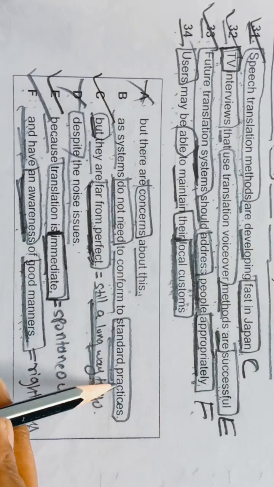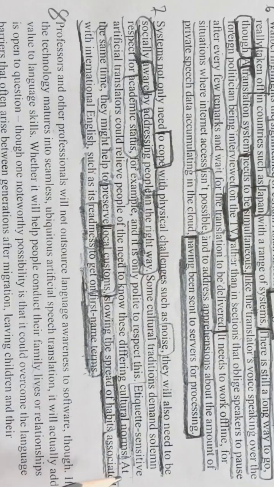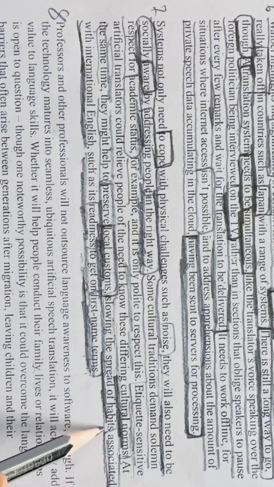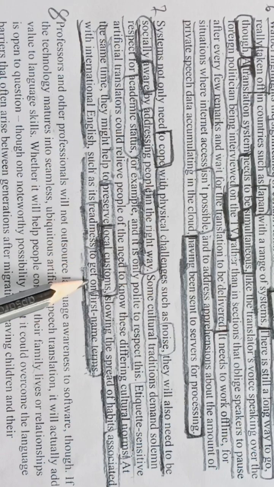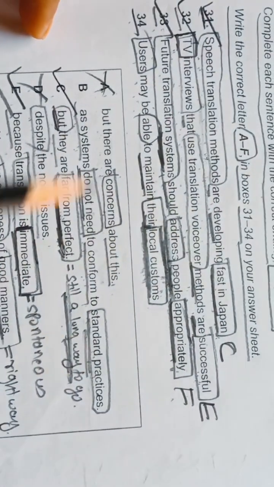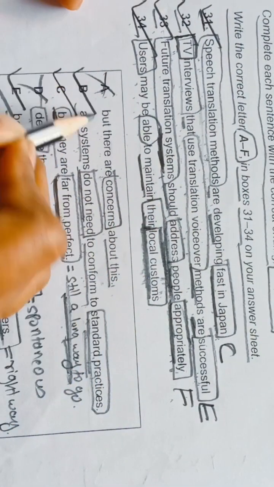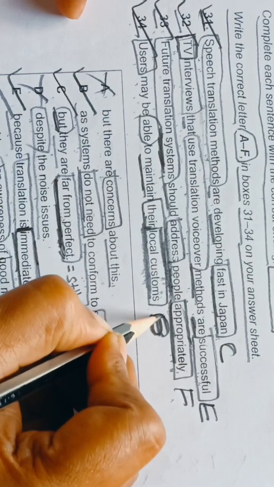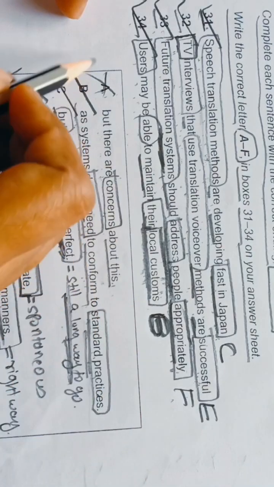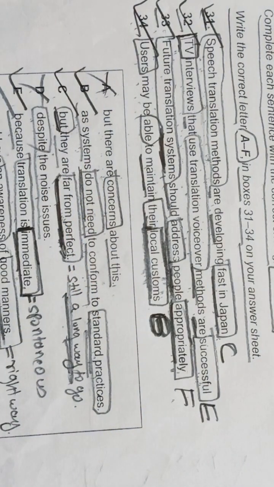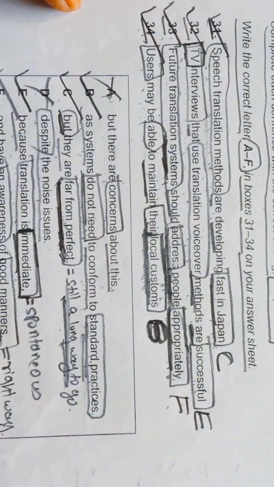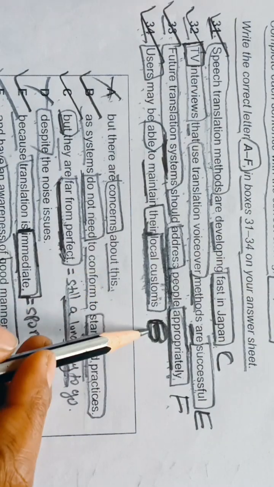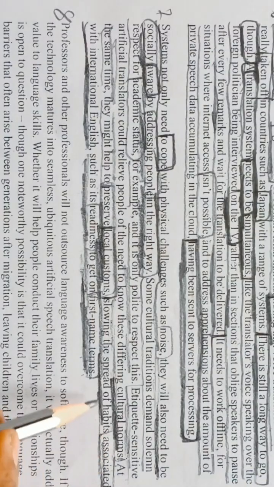So in passage what they are saying, at the same time they might have to preserve, means maintain, local customs, slowing the spread of habits associated with international English, such as readiness to get on first name terms. So this will be our answer. So we will write B in front of 34 in our answer sheet. I hope you understood this, from where we are getting our answer. We are getting our answer from here.